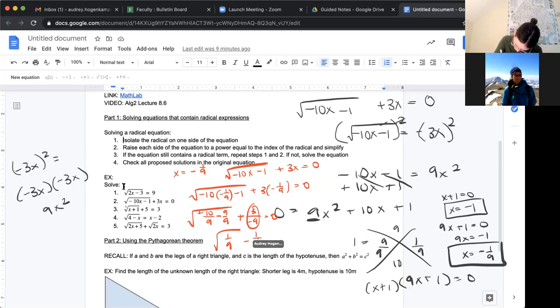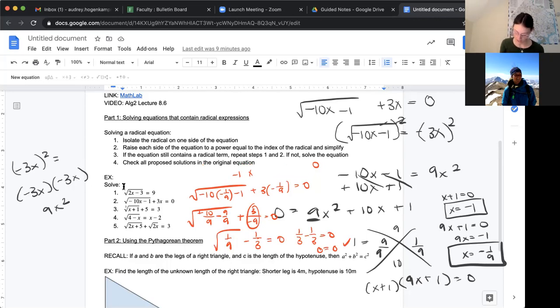So it's going to be -1/3 equals 0. The square root of 1/9 is 1/3. So I'm going to have 1/3 minus 1/3 equals 0. And that is 0 equals 0. So that is true. And we know that -1/9 is a solution.